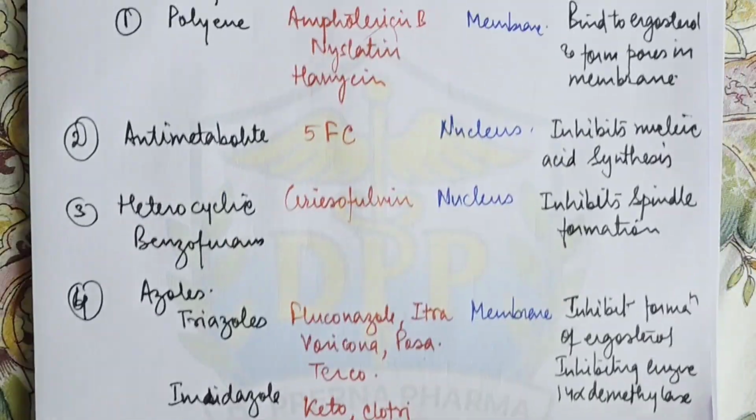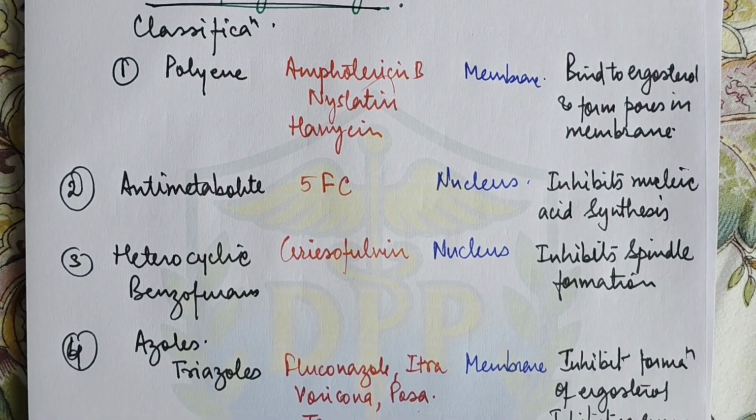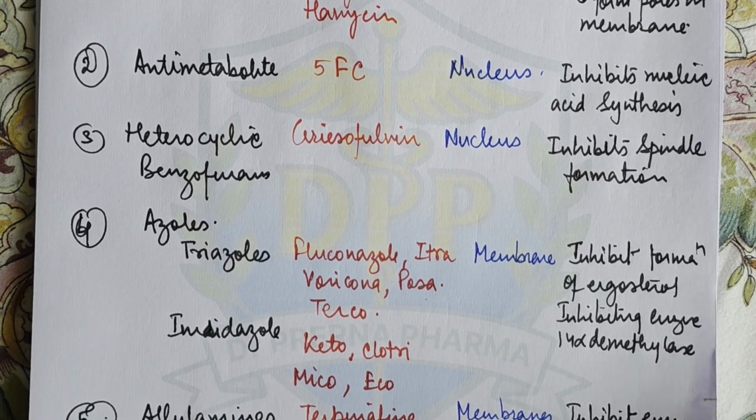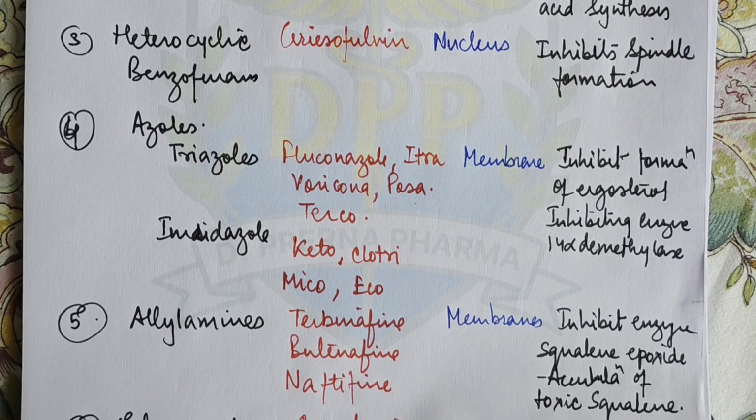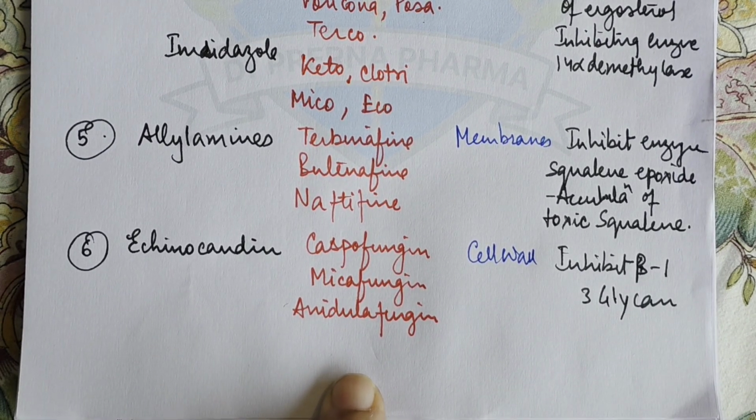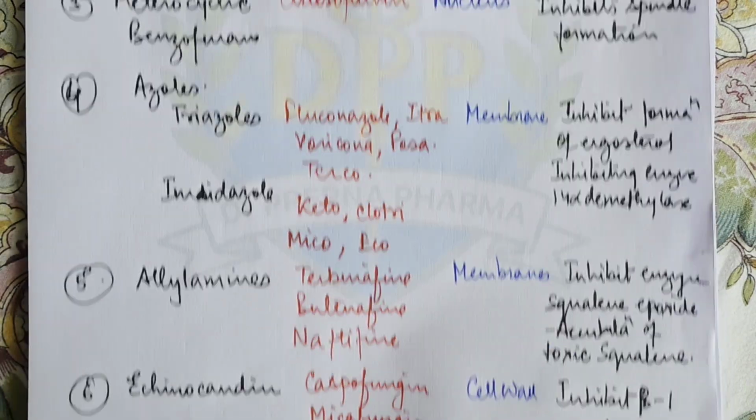So these are the antifungal drugs, starting from polyenes, which bind to ergosterol and form pores; antimetabolites, which inhibit nucleic acid synthesis; griseofulvin, which inhibits the spindle formation; azoles, which inhibit the formation of ergosterol; allylamines, which inhibit the enzyme squalene epoxidase and cause accumulation of toxic squalene; and echinocandins, which inhibit the beta-1,3 glucan, right? So now let's take these drugs one by one.